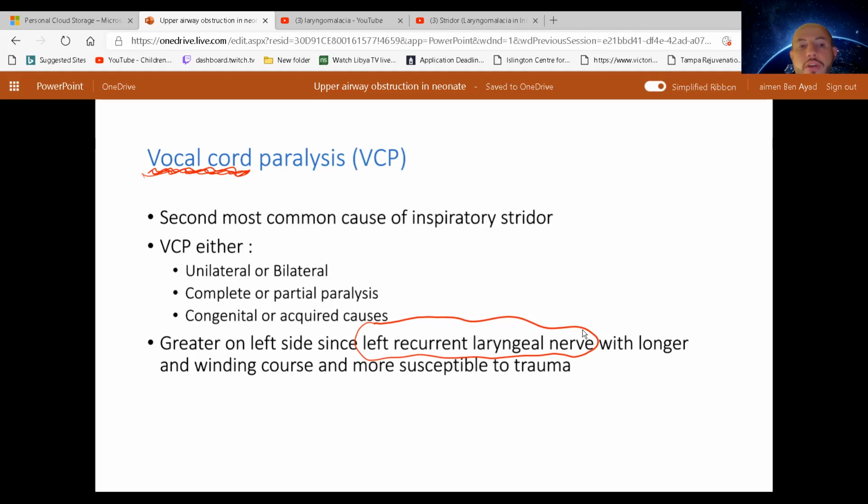So let's go over it very quickly. It's inspiratory stridor, second most common, either unilateral or bilateral. It could be complete or partial. It could be congenital or acquired.